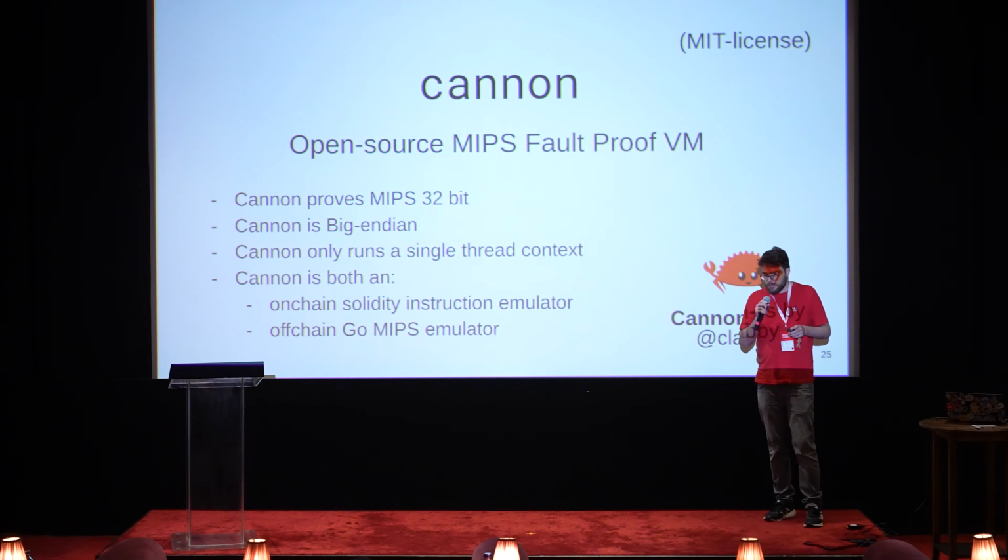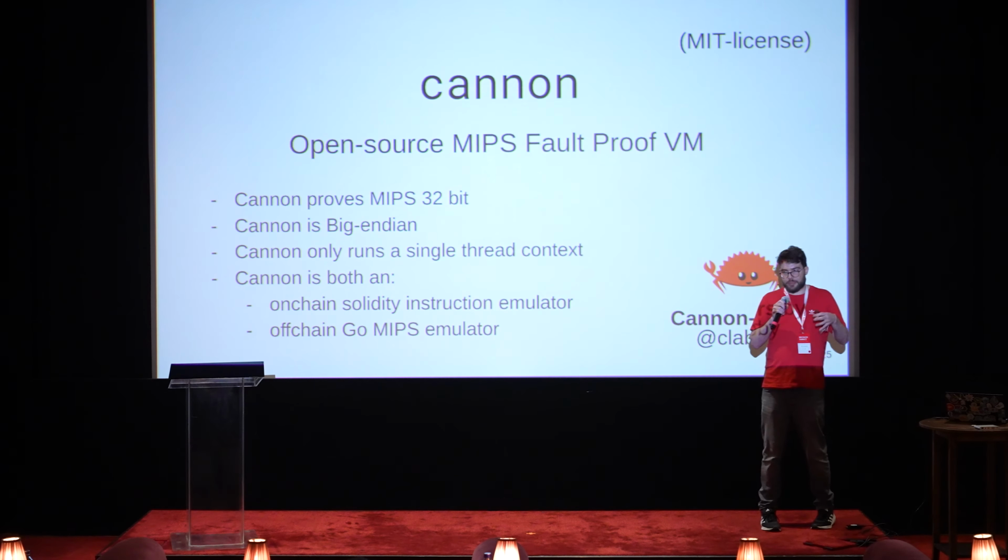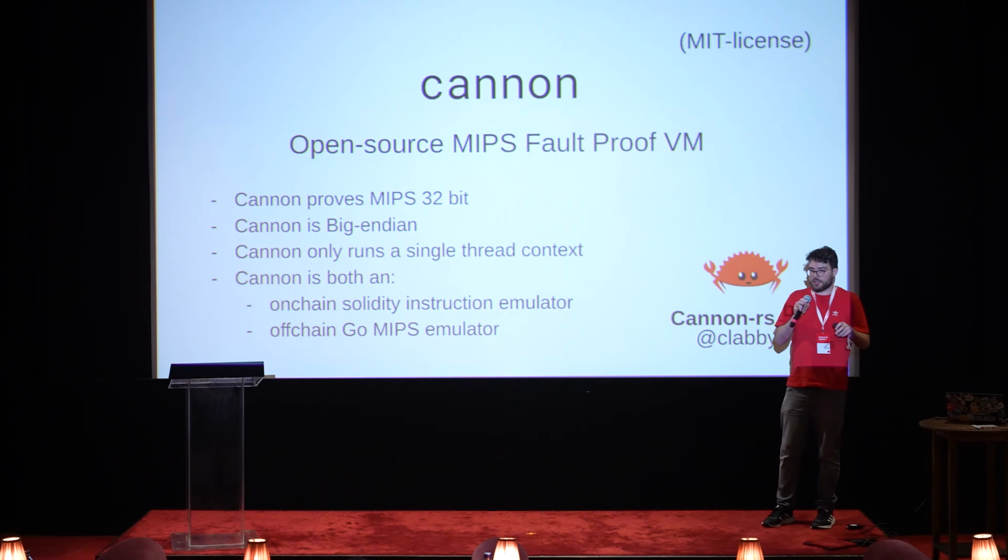Now, Canon is the fault-proof virtual machine. This is what enables this thing to be proven. Now, Canon is a MIPS virtual machine. MIPS is decreasing in popularity, so we are looking at adopting other proving systems. Now, Canon is also big endian. This is like the layer 1 EVM makes things quite convenient to prove.